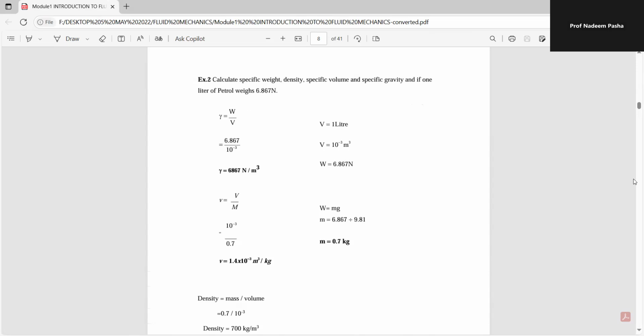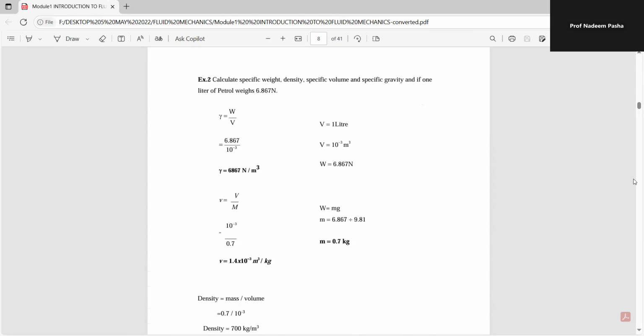So W is known to you, V is known to you. You can easily calculate the specific weight. Specific weight is nothing but weight of fluid by volume of fluid. 6.867 divided by 10 raised to minus 3 comes out to be 6867 Newton per meter cube. So the specific weight of petrol is 6867 Newton per meter cube.